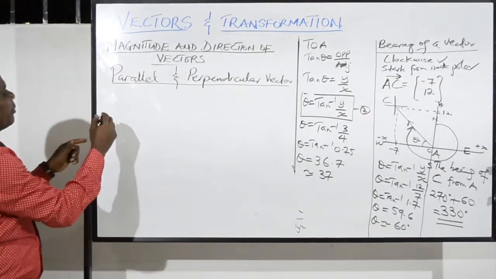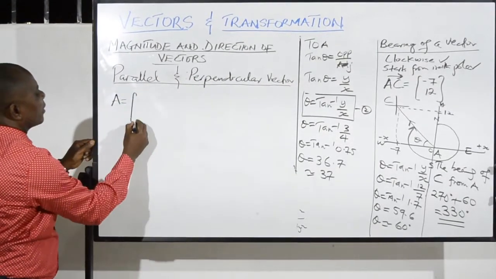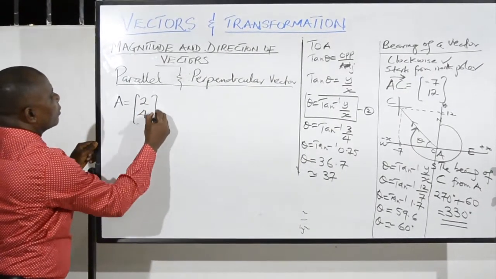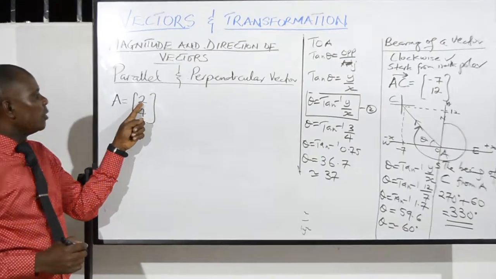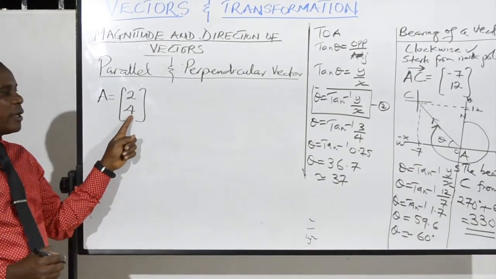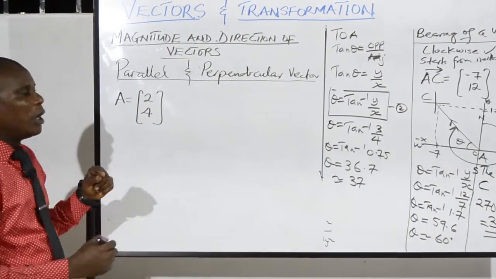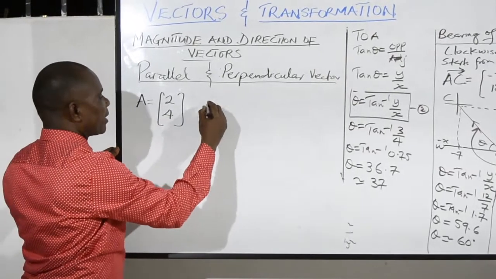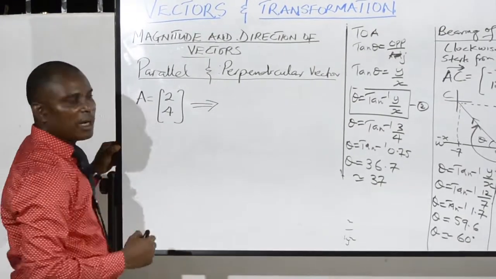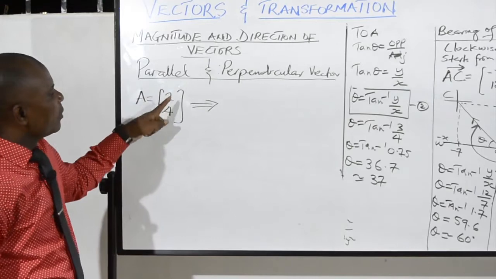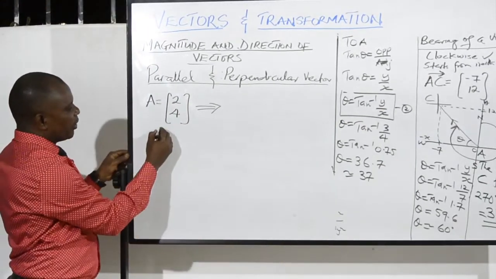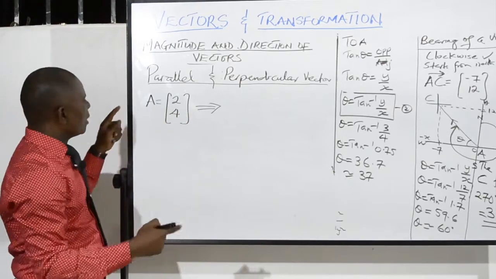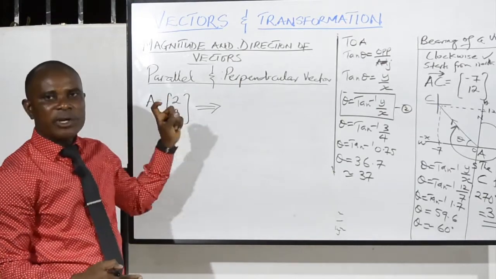So, for example, I have a vector A, which is 2 and 4. So the component of this vector in the x is 2, and the component in the y is 4. Now I want to find a vector that is parallel. First of all, we find the whole number multiple. What's the multiple of a number?